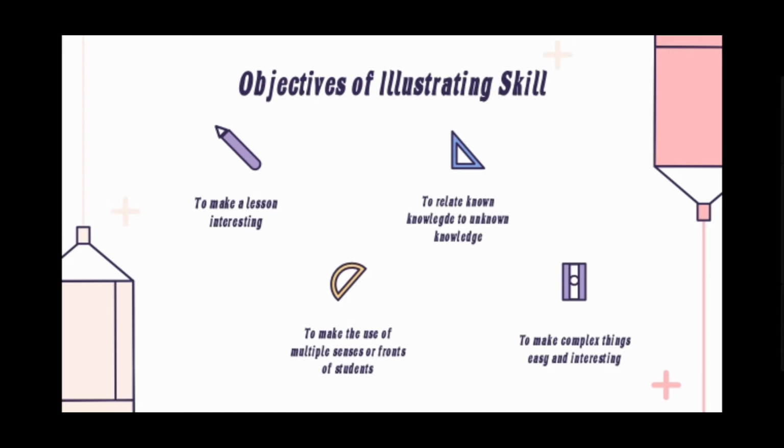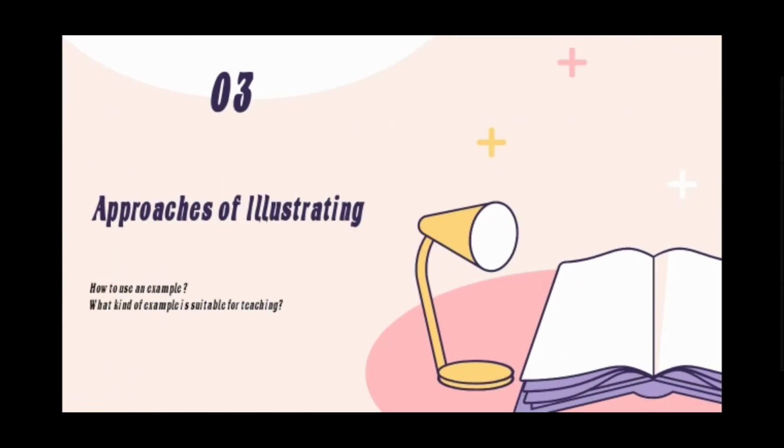And then the fourth one, or the last one, to make use of multiple senses of students. So students can learn better by knowing the right sense of the subjects, of the topics that are being taught in that class. And then after the objectives, we're moving on to the approaches of illustrating.